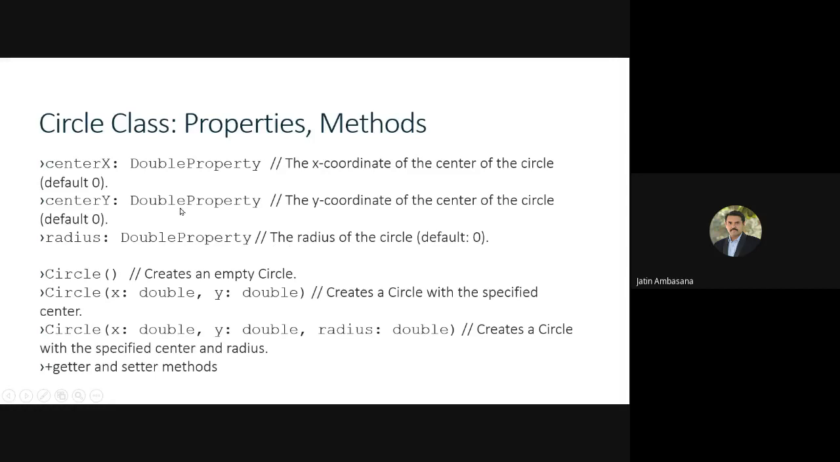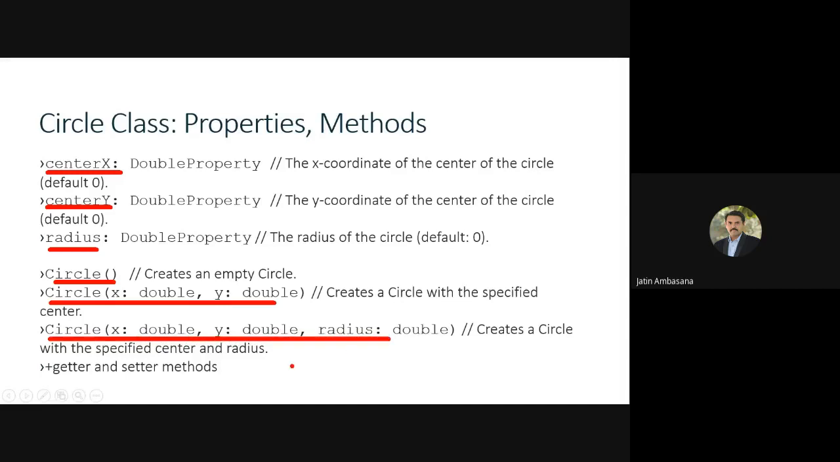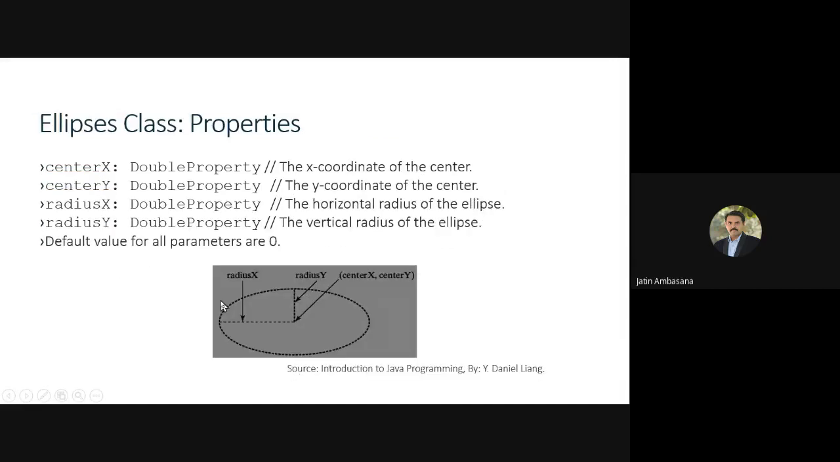Then we have the circle class, which can have center X and center Y, and radius. It can create an empty circle, a circle with X, Y value, and a circle with X, Y and radius. So see, center X and center Y represents this particular location.